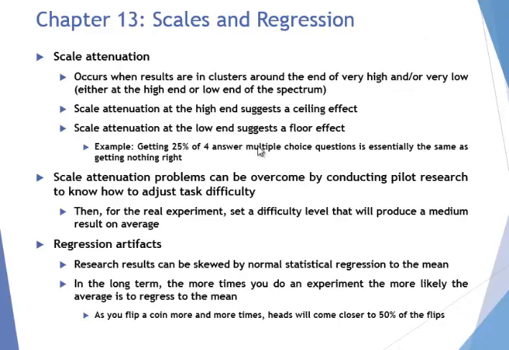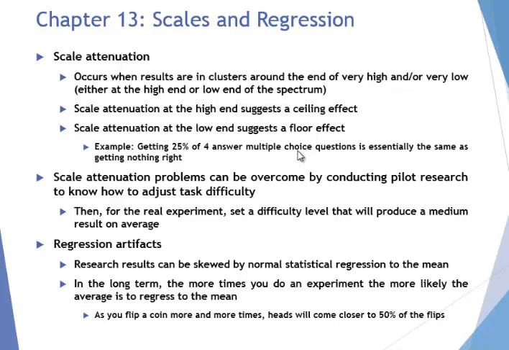A scale attenuation at the low end, where all your results are very low, all your results of a test are failing, all your results of a medication is not working, could be because there is a floor effect, which means whatever you were doing was too hard or pushed results too far down, and again, it's hard to distinguish. Just an example, if you give a bunch of multiple choice questions and people get 25s, well, 25 is essentially the same thing as getting them all wrong, because a monkey would get 25% of multiple choice questions, assuming there are 4 choices. A monkey would get a quarter of them right just by guessing A, or B.